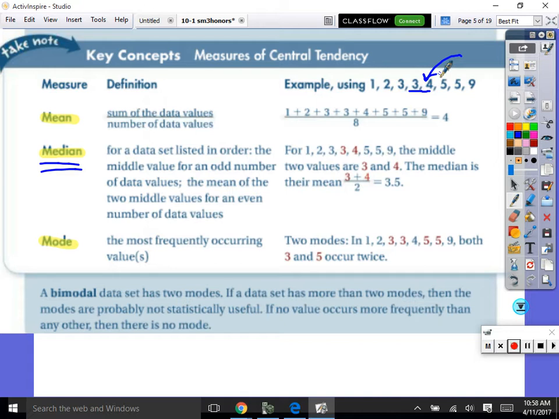Notice this, and that is true statistically: if you have more than 2 modes, then there's no mode, because there are too many data points with multiple. It won't affect your data. Does that make sense? So if you have 2 2s, 2 3s, 2 4s, 2 5s, 2 6s, they're all 2, so we wouldn't have a mode because they're all affecting it pretty much the same. More than 2, then you would say no mode.